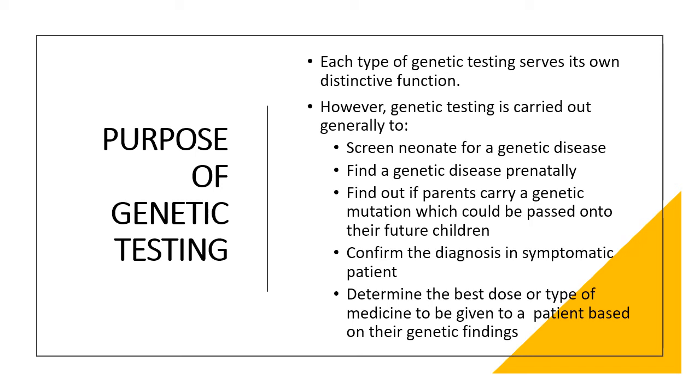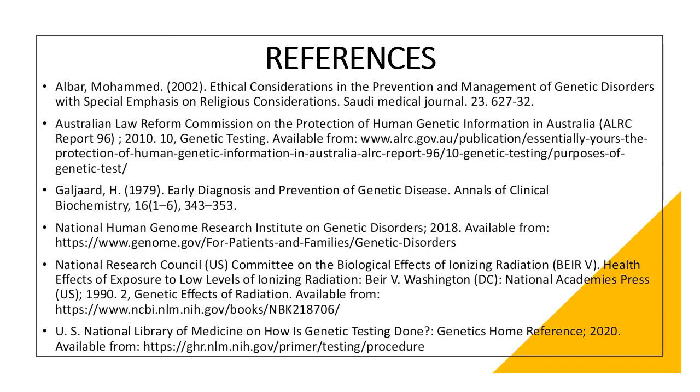The next one is to confirm the diagnosis in a symptomatic patient. A symptomatic patient could present signs and symptoms such as fever, nausea, vomiting, severe headache, stiff neck, severe muscle pain, and many more. The last one is to determine the best dose or type of medicine to be given to a patient based on their genetic findings.